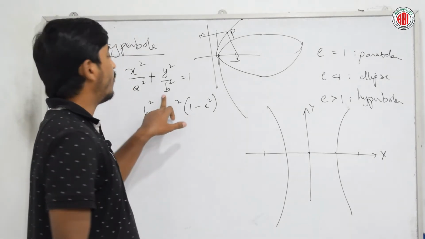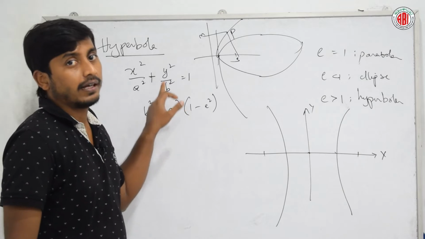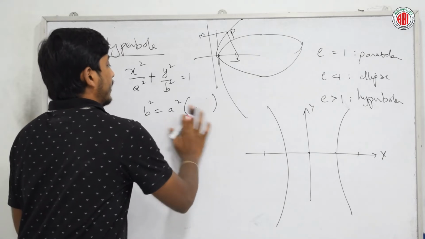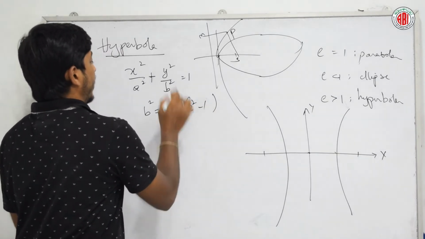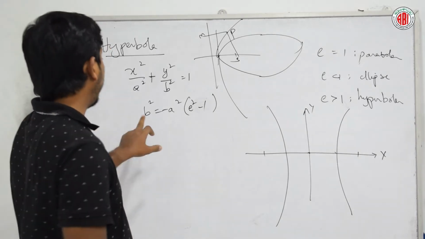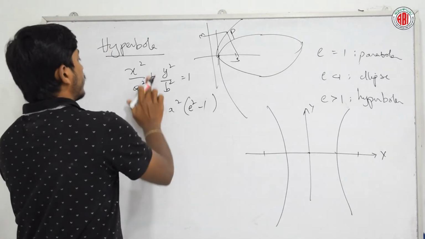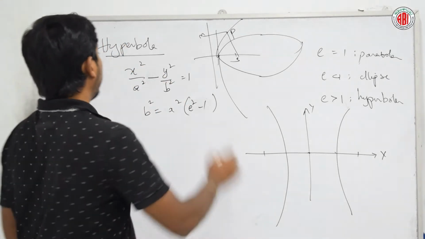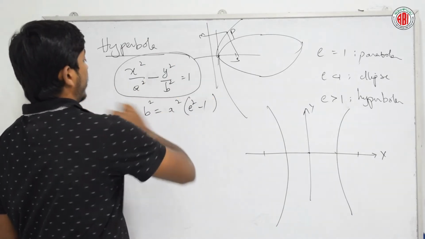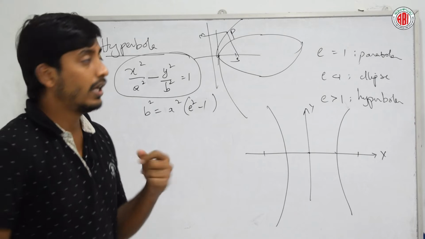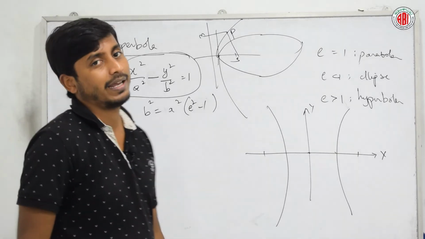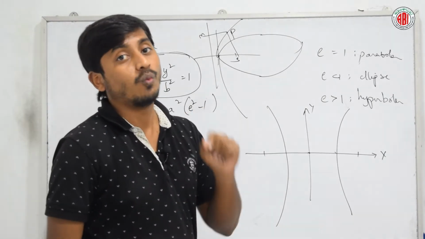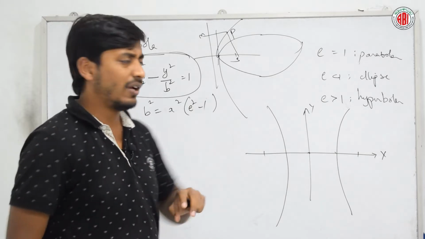So what I'll do is, instead of writing it as a square into 1 minus e square, I'll take minus as common and write e square minus 1. Now let us put this minus here. So this is nothing but my hyperbola. It is simple to remember. The hyperbola standard equation is x square by a square minus y square by b square equal to 1, where b square is a square into e square minus 1. Eccentricity is always greater than 1. And all other things remain the same.